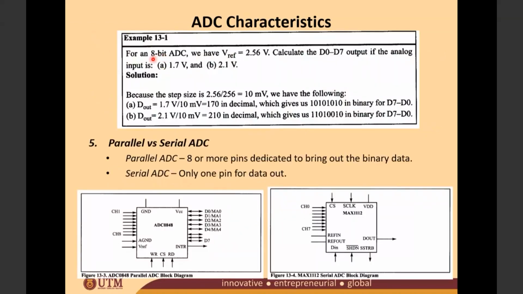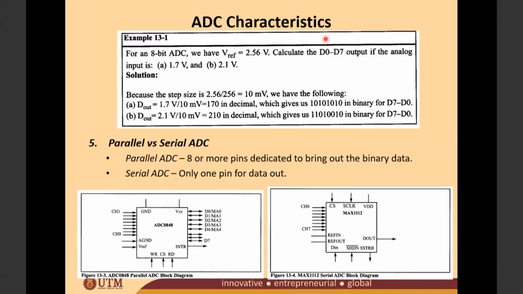Now let's look at these examples. You have an 8-bit ADC, with a resolution of 8 bits, and the reference voltage is 2.56. You're going to calculate what is the digital output, from D0 to D7, if the analog input is 1.7 volt and 2.1 volt. These are the analog inputs measured by your sensors, and then you're going to find out what is your digital output.